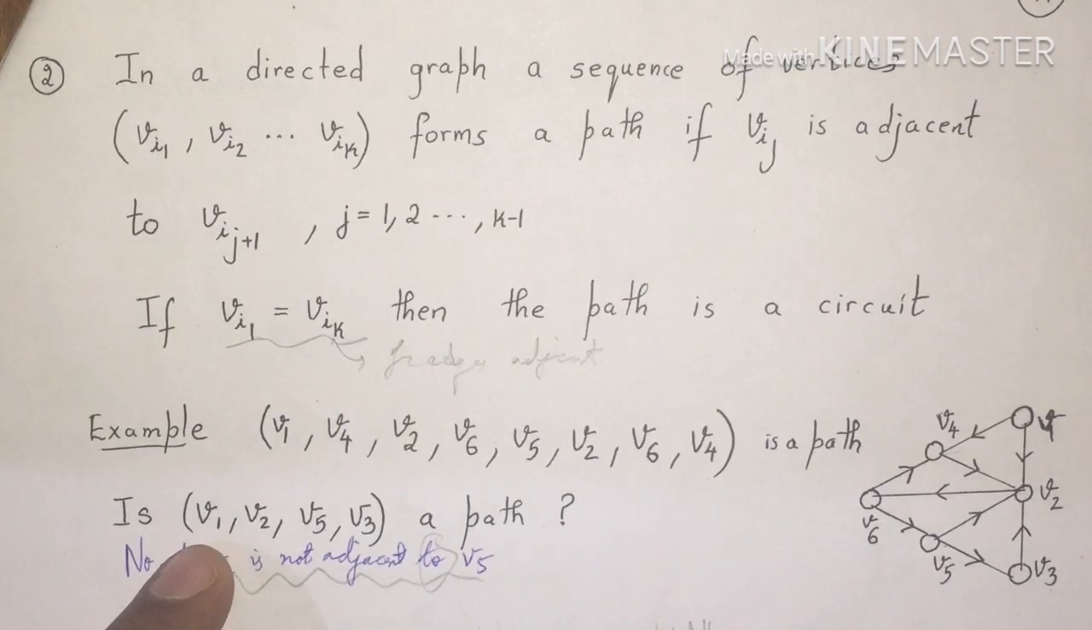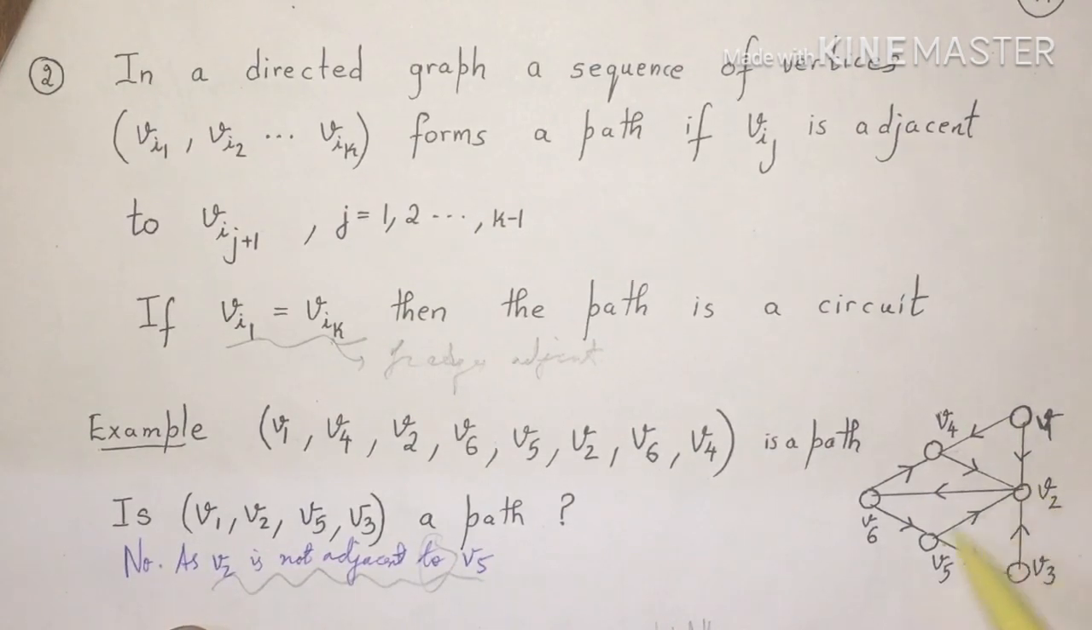A question: is v1, v2, v5, v3 a path? v1, v2, v5, v3. It's not a path, as if you notice, v2 is not adjacent to v5. It is adjacent from v5 actually.